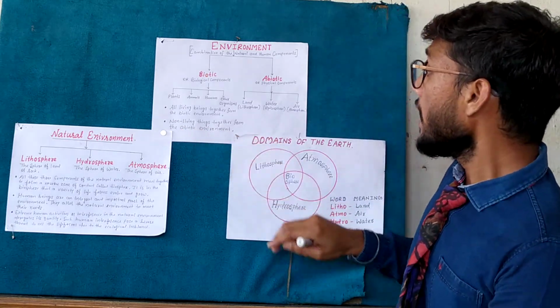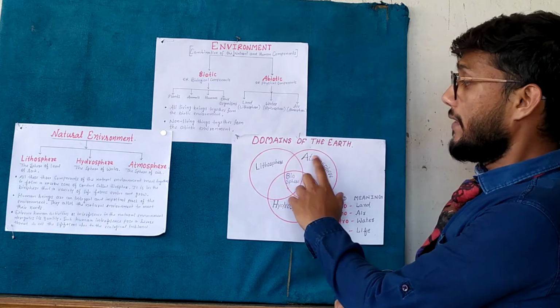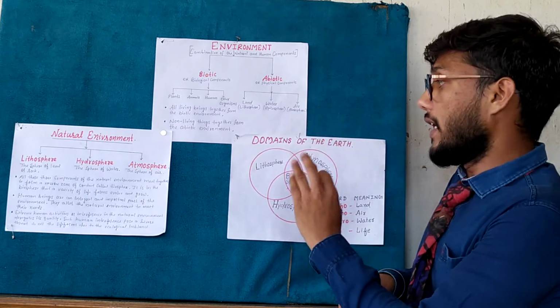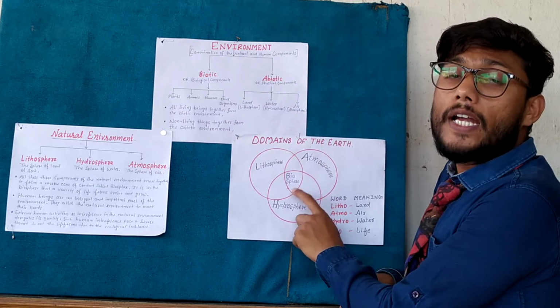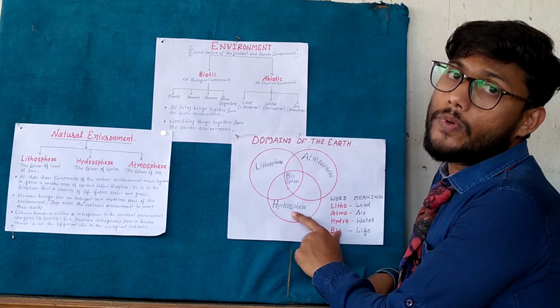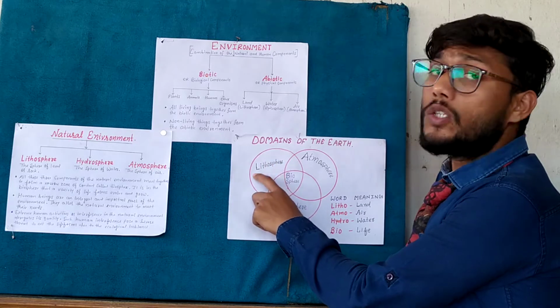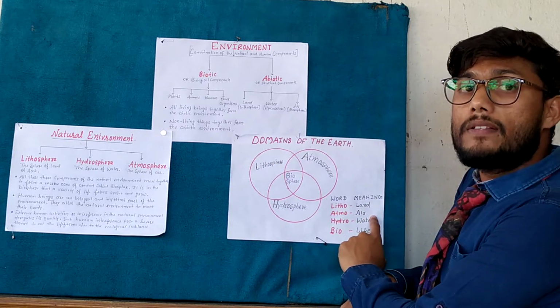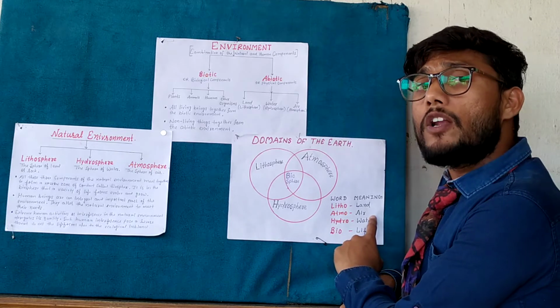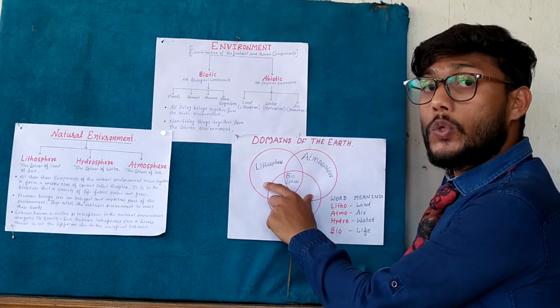Now we will see the domains of the earth. There are three domains of the earth. The first one is lithosphere, the second one is atmosphere and the third one is hydrosphere. The term litho means land, so the sphere of land is known as lithosphere.